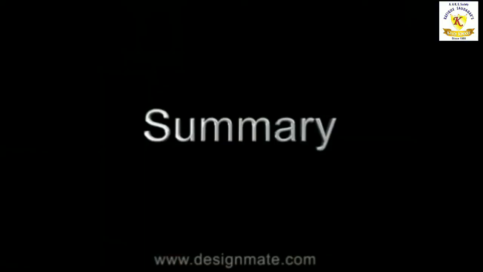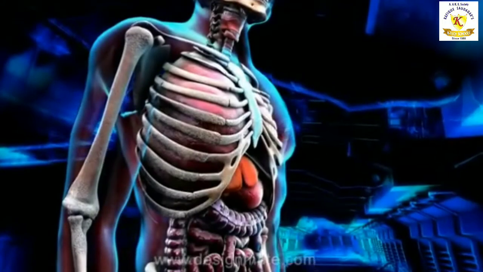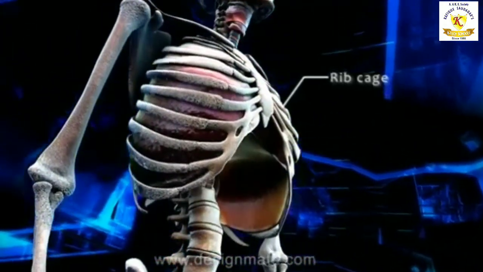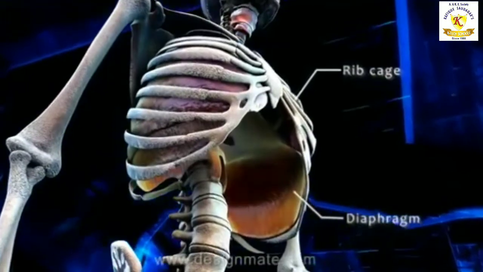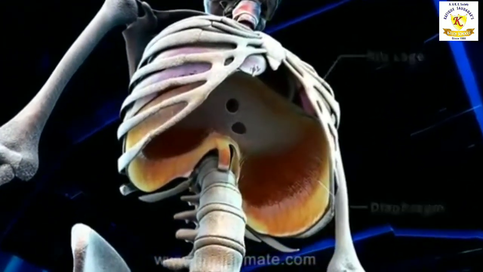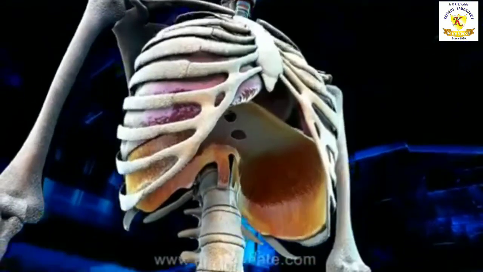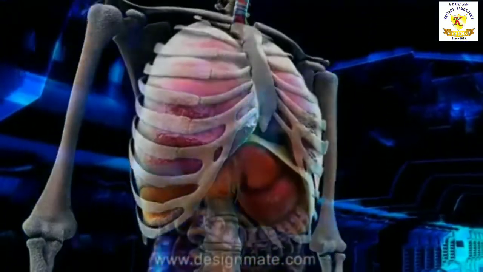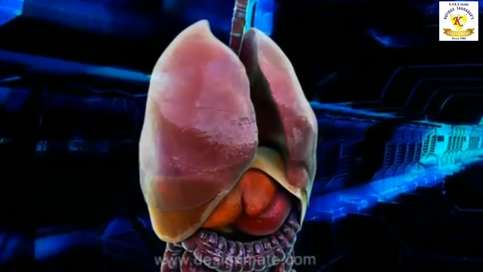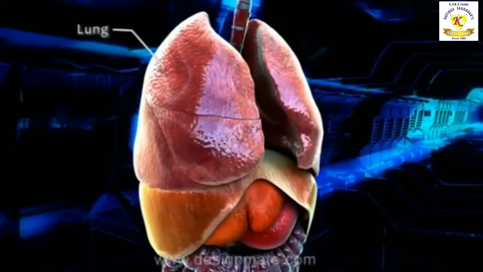Let's take a look at the summary and watch the video again. In humans, the main organs responsible for respiration are present in the thoracic cavity. In the thoracic cavity, the rib cage and the diaphragm are observed. Now present within the rib cage are the pleural membrane which encloses the lungs.